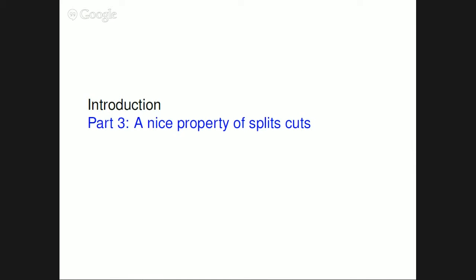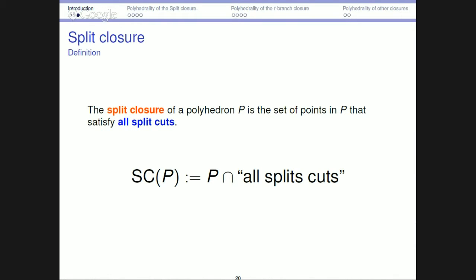So what is the property that we will study? This is a very nice property that we knew was true for splits. The property is as follows. Consider the object you get when you intersect P with all possible split cuts. Since you have infinitely many split sets, these are infinitely many cuts, so infinitely many valid inequalities. So this object may not be a polyhedron. It could be any convex set.